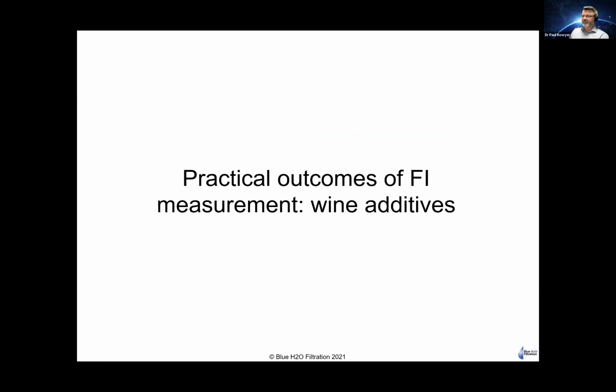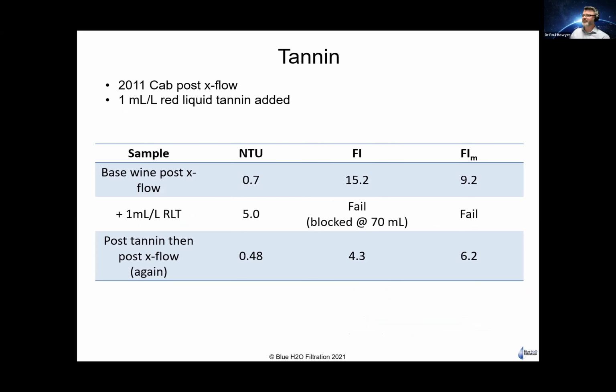And for the winemakers out there watching, just some practical outcomes here of wine additives, things to be aware of. It's common to want to try and touch up a wine on its way out the door to packaging through a concentrate addition or tannin or whatever it might be. Just to show you some of the things that can happen with tannin: for example, a 2011 Cabernet, an awful wet vintage over here where this wine was from. So a little bit of colour was added to it.